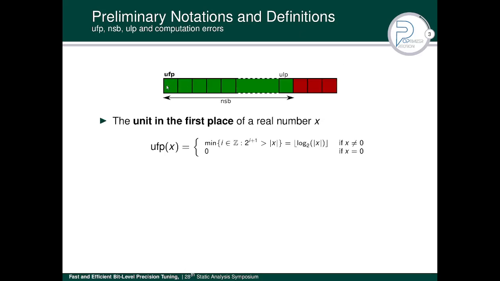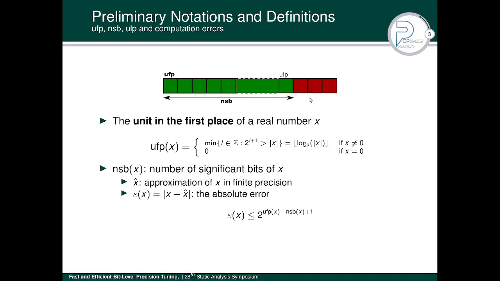So, the first definition is the UFP of a number x. The UFP denotes the unit in the first place of x, and it is given by the following equation. The second definition is the NSB of a number x. Intuitively, the NSB denotes the number of significant bits of x, and formally, if we assume that epsilon of x is the absolute error between x hat, which is given infinite precision, and the value of x, then the absolute error can be bounded as shown in this equation. Finally, we present the unit in the last place, which is the ULP of the number, and is computed by the UFP of x minus NSB of x plus 1.